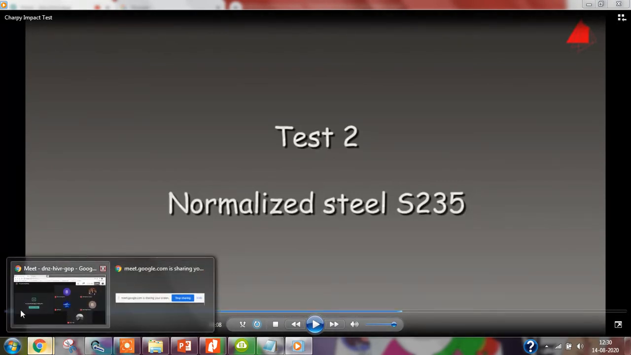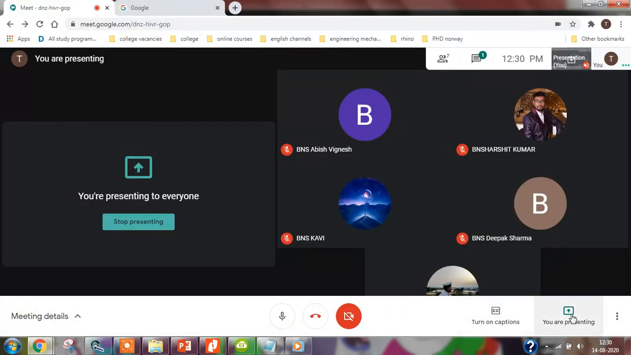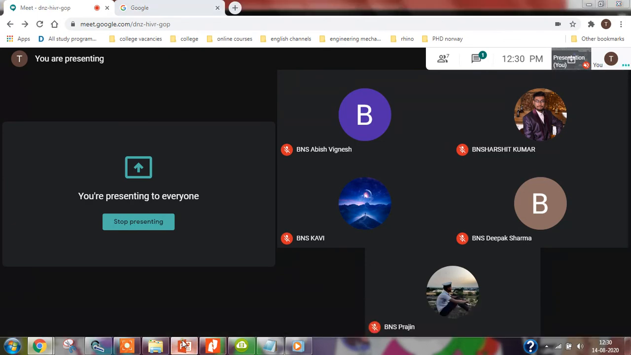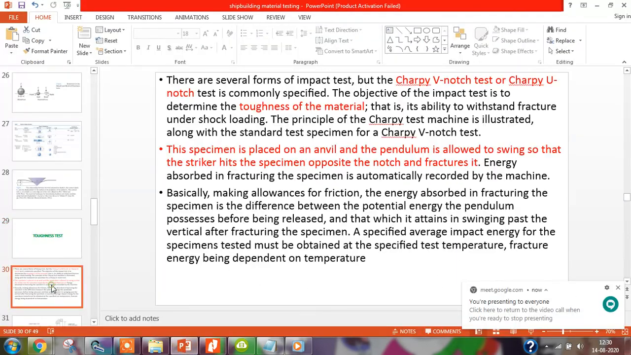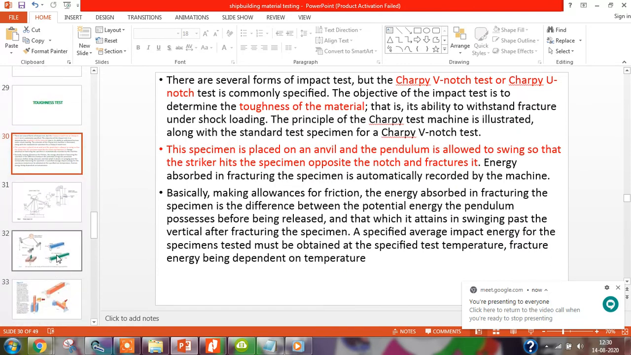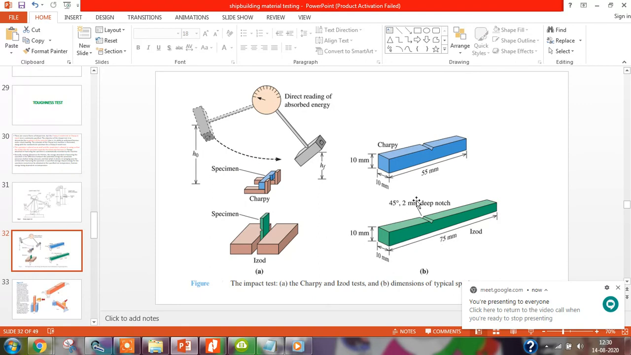Did you understand a little bit about this Charpy notch test? Yes, sir. See, what we are doing, we are making a notch in the specimen. Notch means V-shaped notch. We are making it in the specimen and this is a striker, okay? Notch, see the notch is on the right hand side. Striker is hitting the specimen from the left hand side, okay?